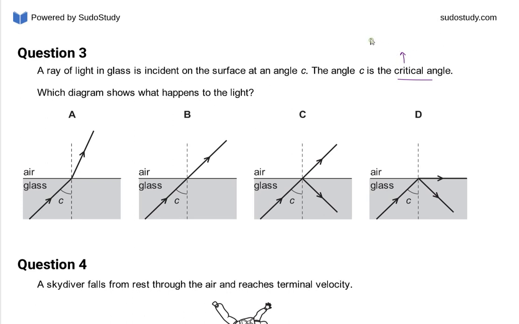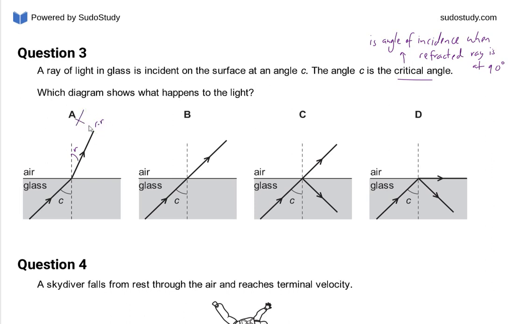Now, critical angle is the angle of incidence when the refracted ray is at 90 degrees. Now, where is the refracted ray? So this here is a refracted ray. So this is our refracted ray. So this is the refracted angle. So this is the refracted ray.